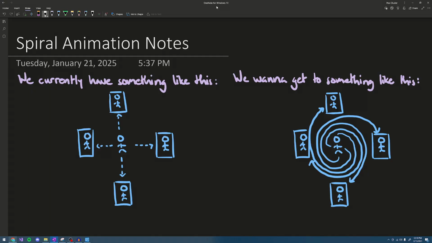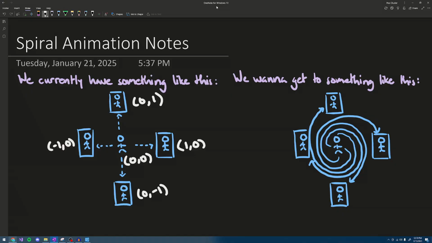Alright, so I drew this diagram where on the left we have our current animation and on the right we have the animation that we want to get to. So on the one on the left, we start from this middle point. We'll call it the origin. This is where the player currently is, and it's at 0, 0. And if we're going to the right, that's at 1, 0, where x is 1 and y is 0. On the bottom, we have 0, -1. On the left, we have -1, 0. And on the top, we have 0, 1.